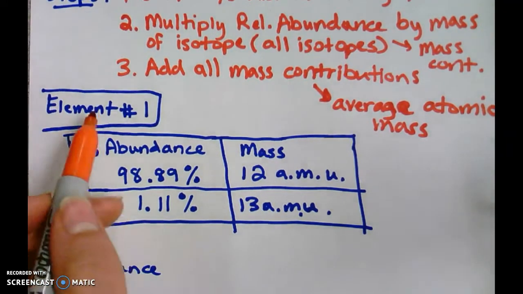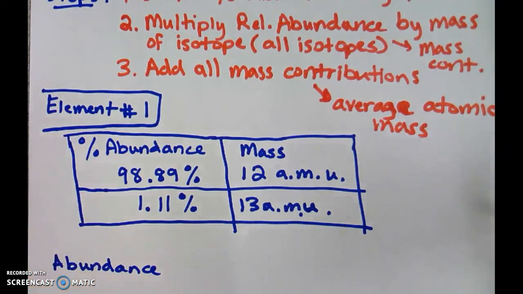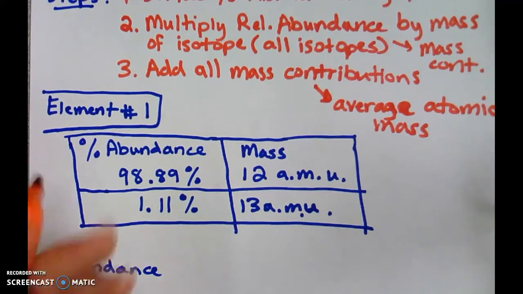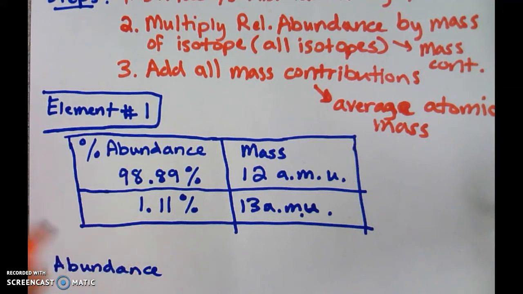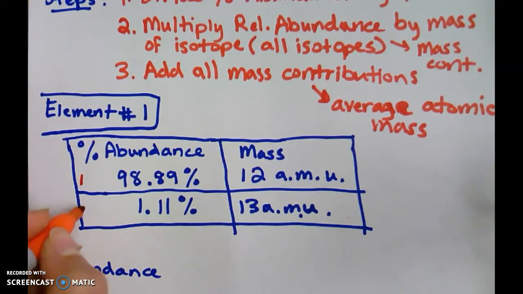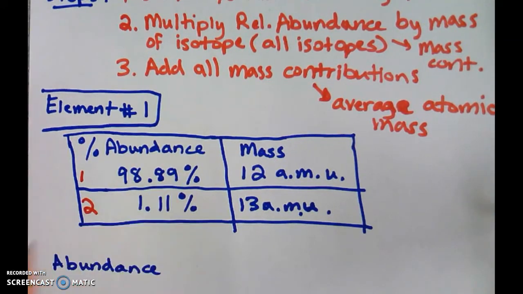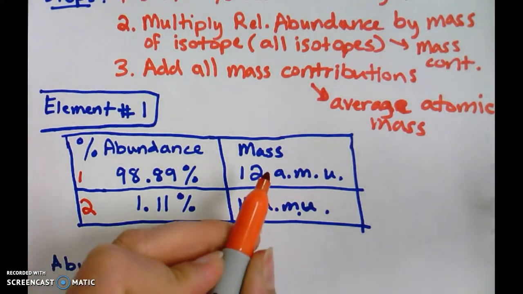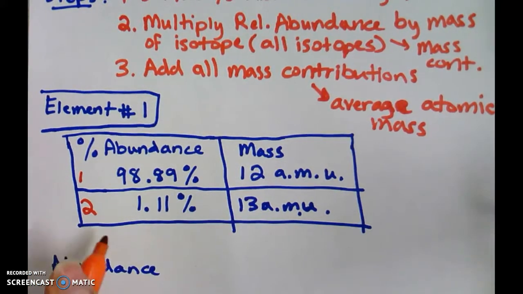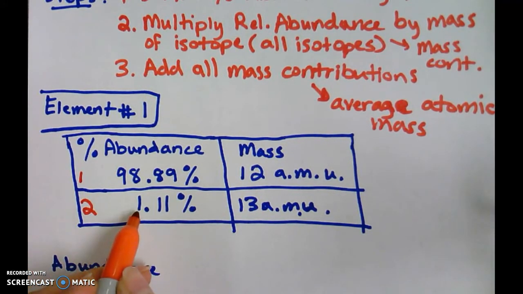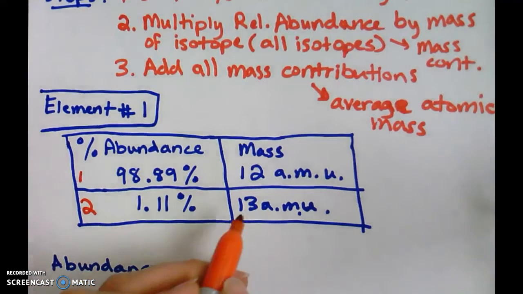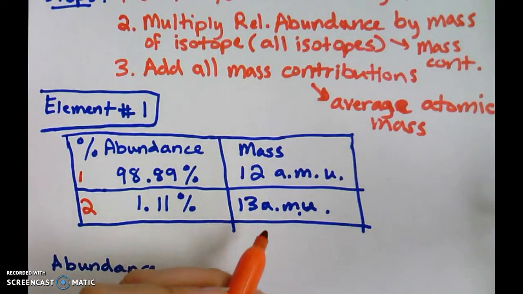Alright, so element number 1. I'm calling it element number 1 because we can identify the element based on its mass if we know how to calculate the average atomic mass. So we're starting out with 2 different isotopes. I'll call them 1 and 2. Isotope 1 has 98.89% abundance and has a mass of 12 AMU. Isotope number 2 has 1.11% abundance and has a mass of 13 AMU.